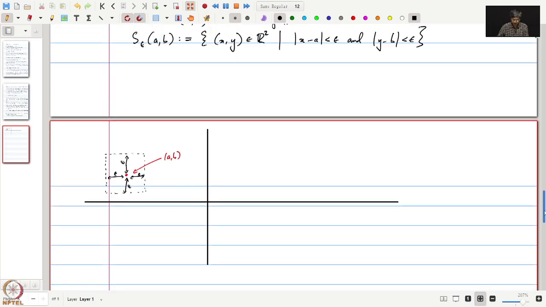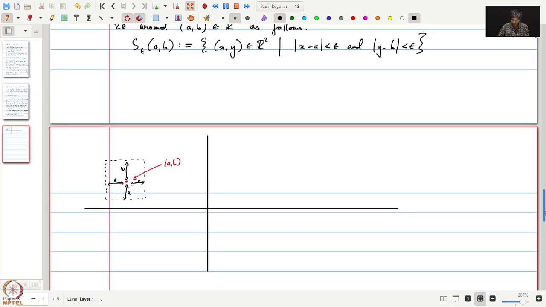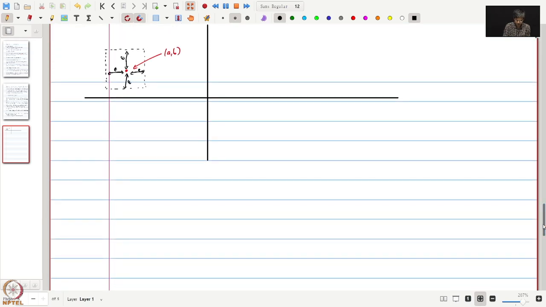And so now that we have defined this, let us define the analog of property star. We say that a subset U in R^2 satisfies property star if, so this is property star. Maybe if you want, you can denote it by star 2 so that you don't confuse it with the star earlier, but I will be lazy and I will call this property star.